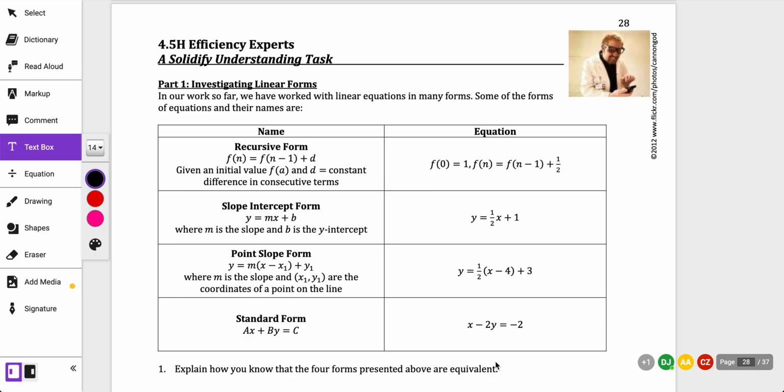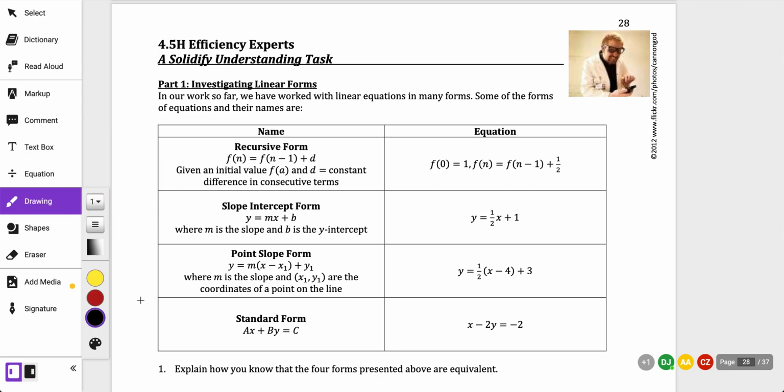So 4.5, it says, in our work so far, we have worked with linear equations in many forms. Some of the forms of the equations and their names are here. So what we've done is we've looked at recursive form. And as you remember, recursive form is when we have the previous term, and what we are trying to do is figure out what we do to the previous term to get to the next term. So right here, it's telling us that we are starting with the numerical value of 1, and what we are going to do is add a half to that each and every time.